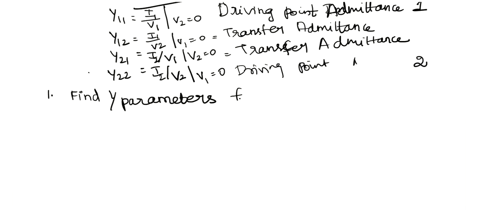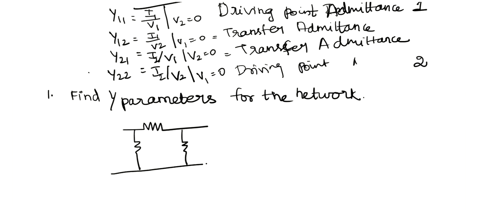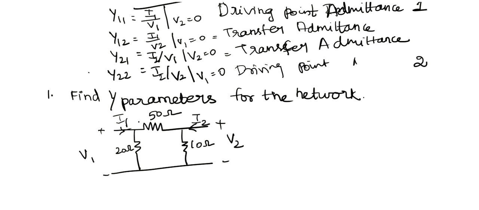Find Y parameters for the network. This will be the question. Previously the question would be like find the Z parameters for the network, but now the question will be find the Y parameters. The network is a two-port network, so name the ports plus minus V1 and plus minus V2, with currents I1 and I2. The resistor values are given: 50 ohm, 20 ohm, and 10 ohm. You are going to find the Y parameters.